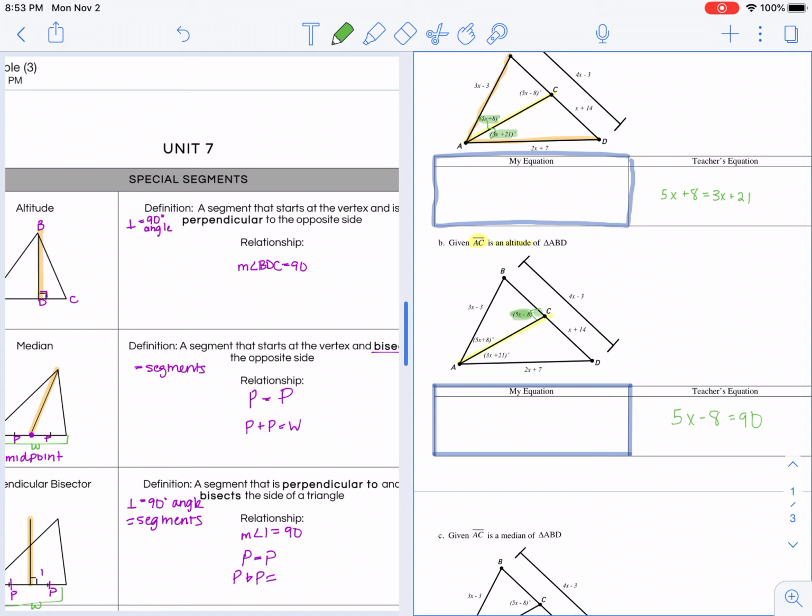Check your equation against the teacher equation. Again, please don't change it. If you got it wrong, it's okay. We want to see where the confusion is so that we can help you guys tomorrow. Give us a smiley face if you're good to go. Put a question mark if you're still confused.